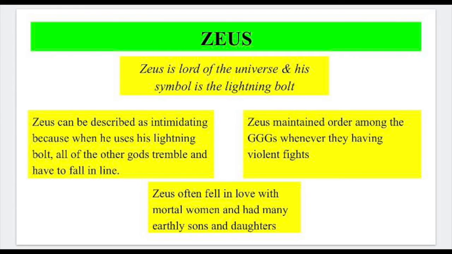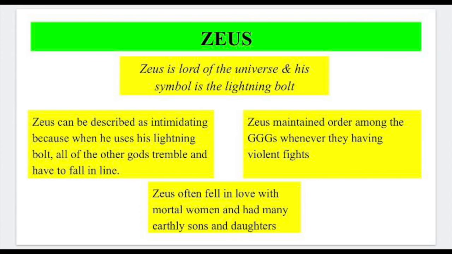When we talk about his relationship with his siblings or the other Greek gods and goddesses, we know that he maintained order among the Greek gods and goddesses, especially when they were having violent fights. So we can say that he was kind of like the peacemaker. When it comes to Zeus with humans, we know that Zeus often fell in love with mortal women, or rather I know that because I've read farther ahead. So I know that he fell in love with mortal women, and he had many earthly sons and daughters who eventually became demigods.